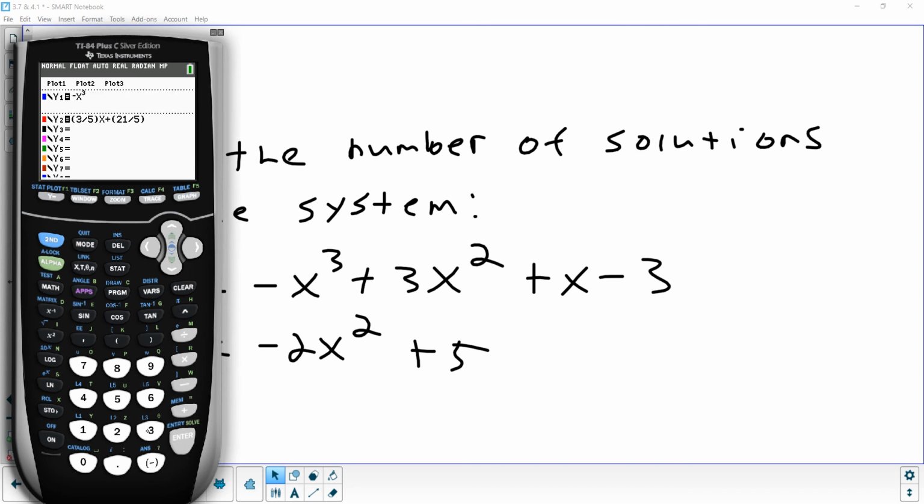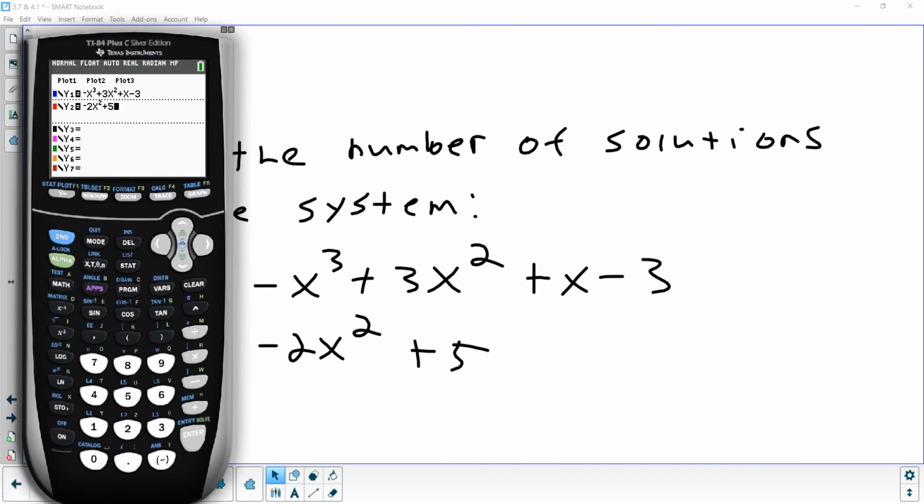-x cubed plus 3x squared plus x minus 3. And -2x squared plus 5. Is there anything before it? No. All right. And I still am using the standard window.